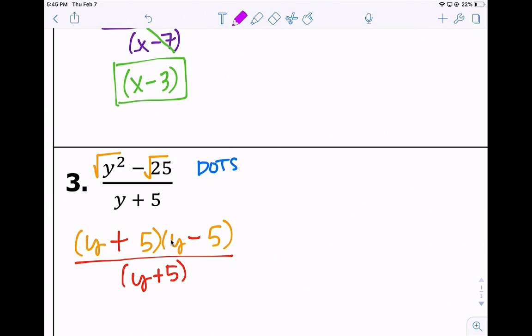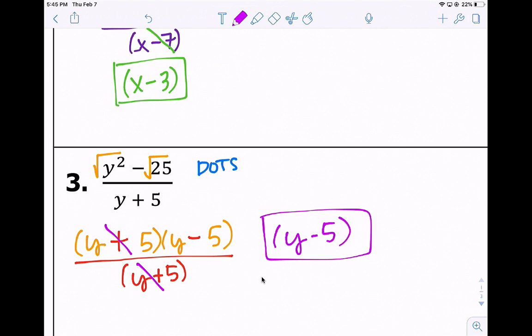Okay, so now we're looking for common factors in both our numerator and denominator. You should see this y plus 5 is both in the numerator and the denominator. So anything divided by itself is 1, so we can just basically take those out. So our final answer is just going to be y minus 5.